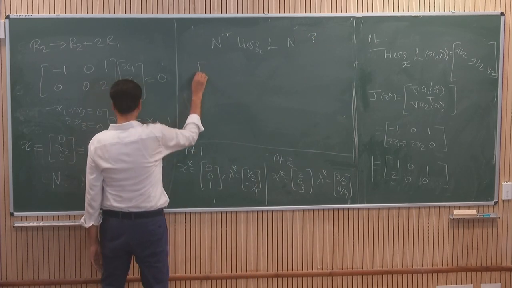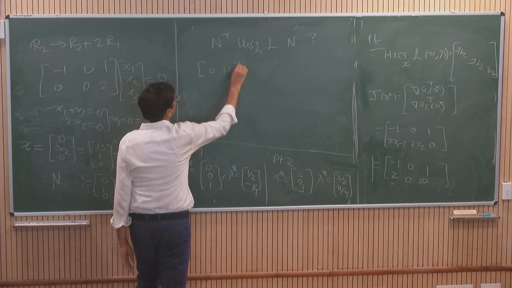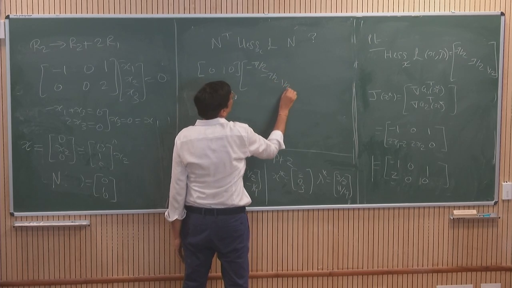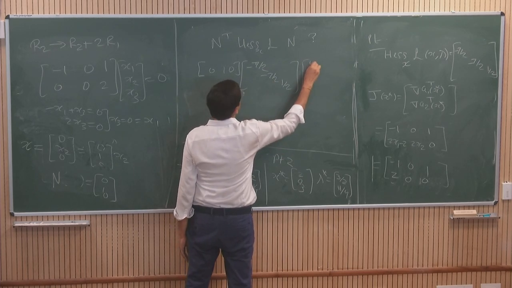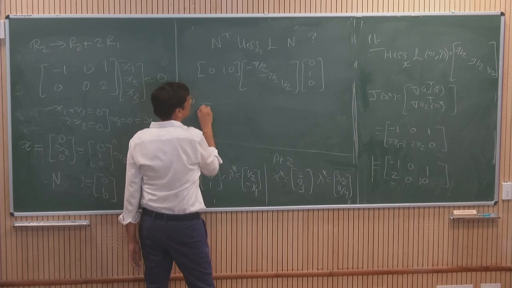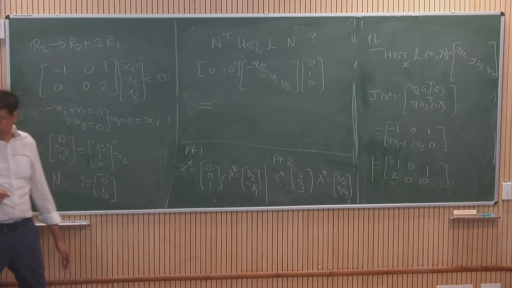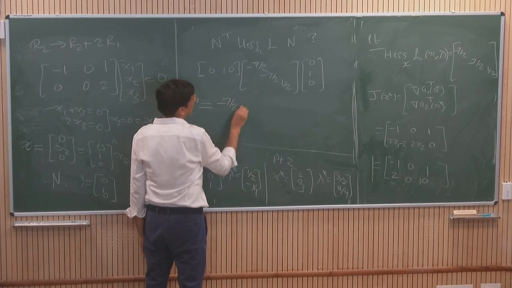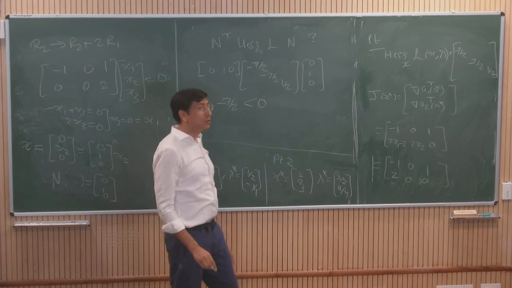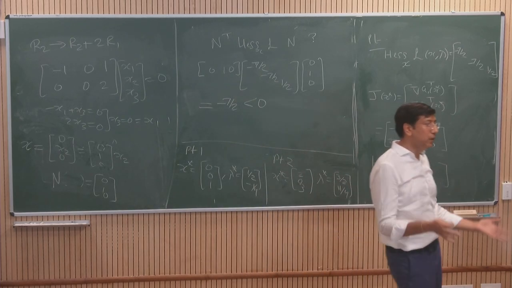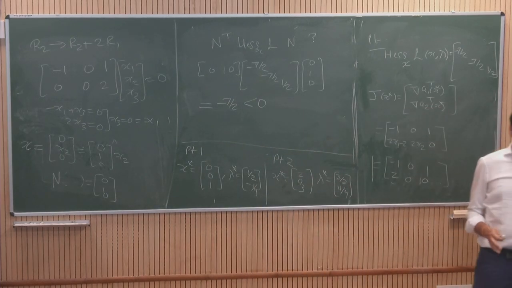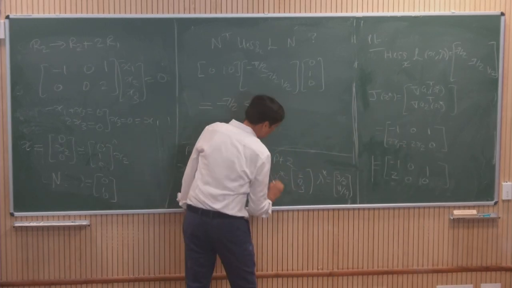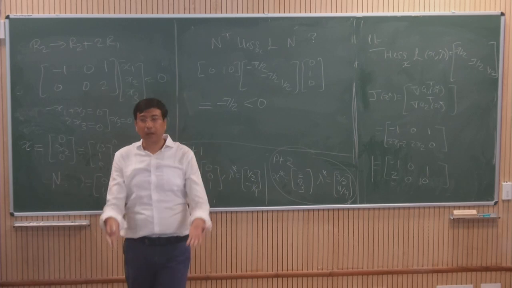Okay. So I'll put this as 0, 1, 0, minus 7 over 2, minus 7 over 2, a half, and put this as 0, 1, 0. What will turn out to be? It will be a scalar. The scalar value turns out to be minus 7 over 2, which is less than 0. So this is not positive semi-definite over this null space, which means that this guy is not a candidate for minimizer.